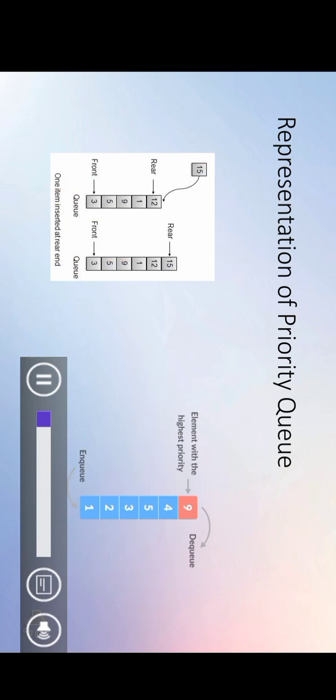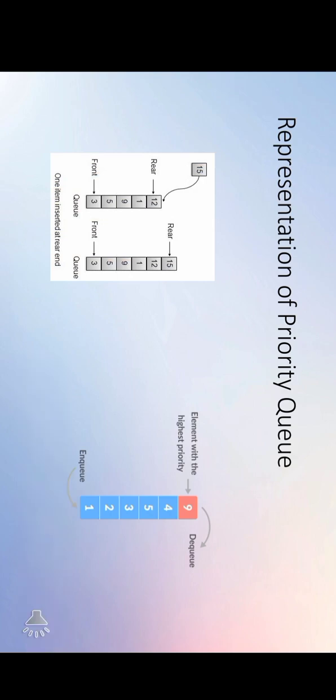So this is the representation of a queue. The start of the queue is called the front and the end of the queue is called the rear. To create an empty priority queue with no element, we initialize the front and rear as -1.